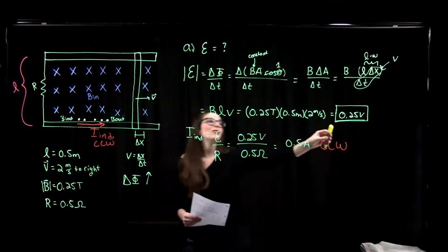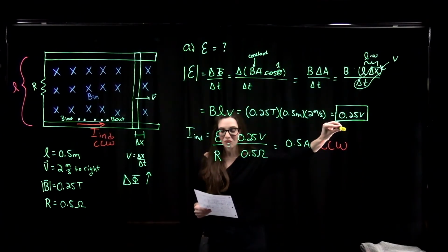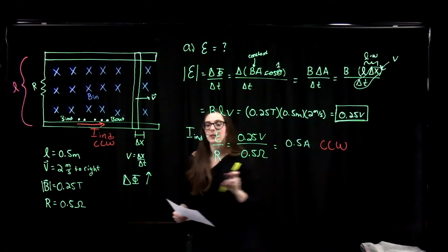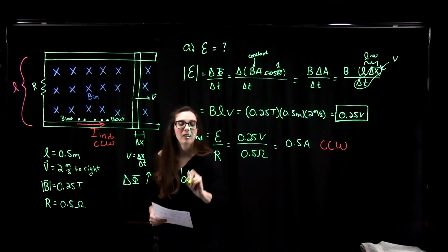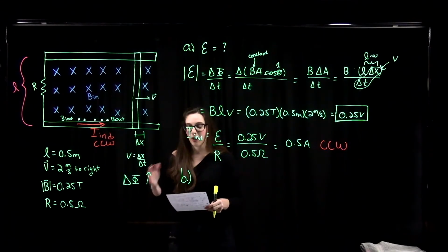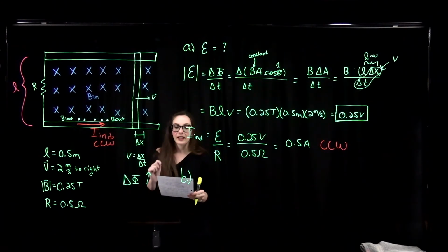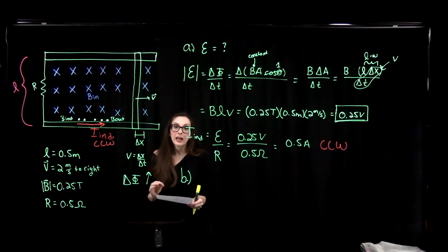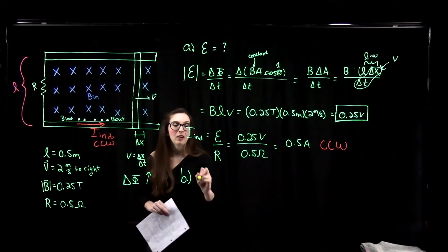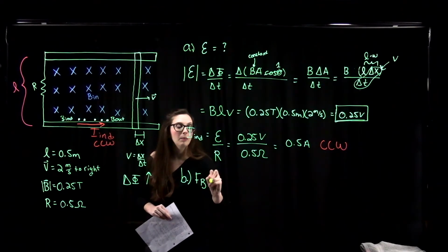Well, part A is really finding the motional EMF here, but we went ahead and found the current, and the direction that the induced current is flowing inside the loop. So our next part is to calculate the magnitude and direction of the magnetic force on the bar.